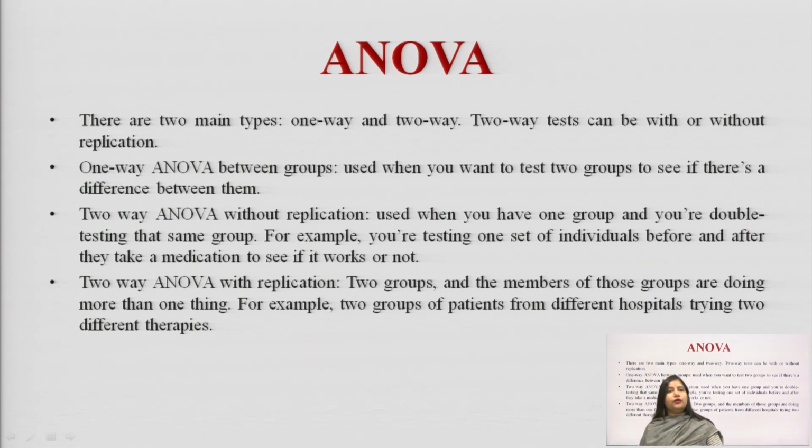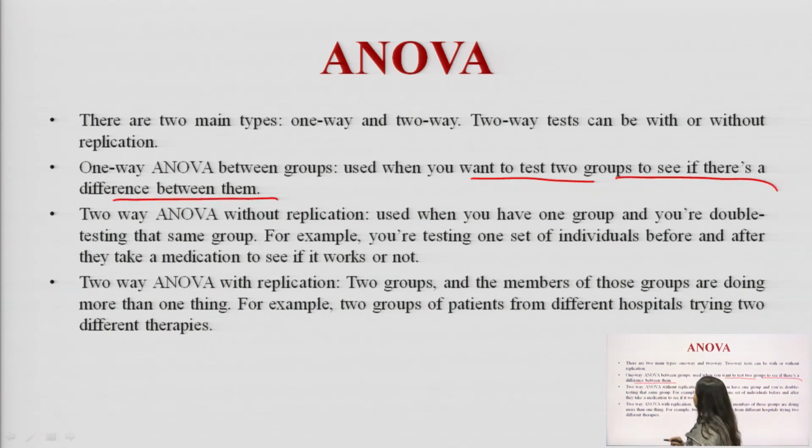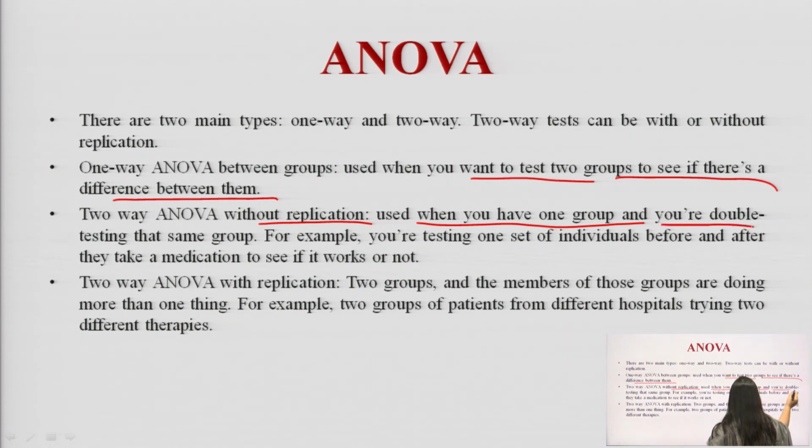Now, ANOVA is basically of 2 types, one way ANOVA and two way ANOVA, as we have seen in the previous slide also. In the one way ANOVA, between the groups means we want to test the 2 groups to see if there is a difference between them or not. And the two way ANOVA without replication is used when you have one group and you double test the same group.